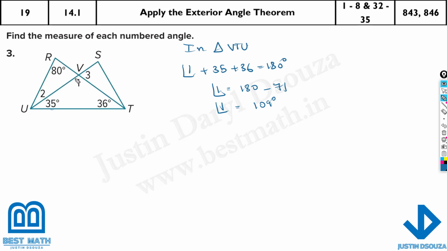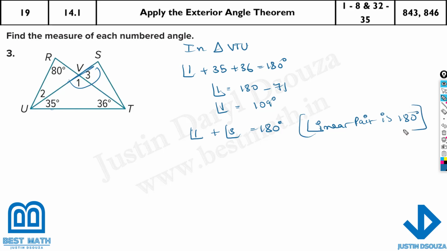Now we found measure of angle 1, but what about this? See, this is point V, but we're not taking all of V. We are just focusing on this part here. We can tell measure of angle 1 plus measure of angle 3 is equal to 180 degrees. Why? Because it's a linear pair. Linear pair is 180 degrees when you add them up.